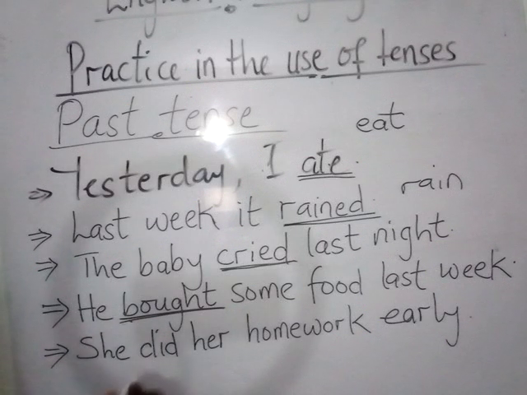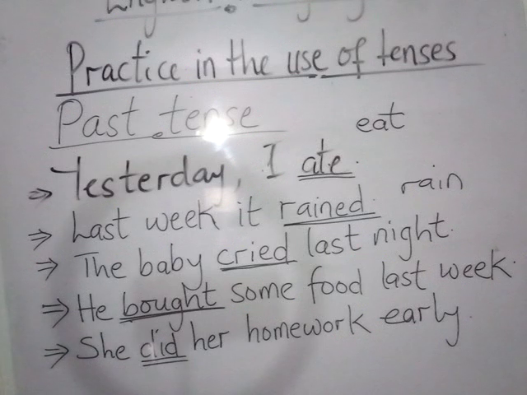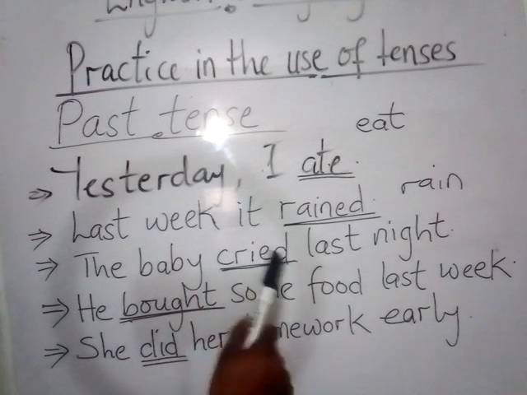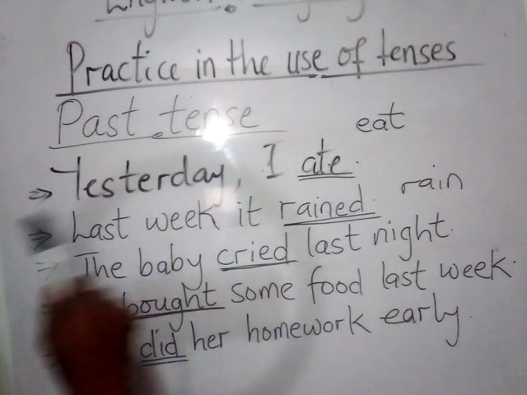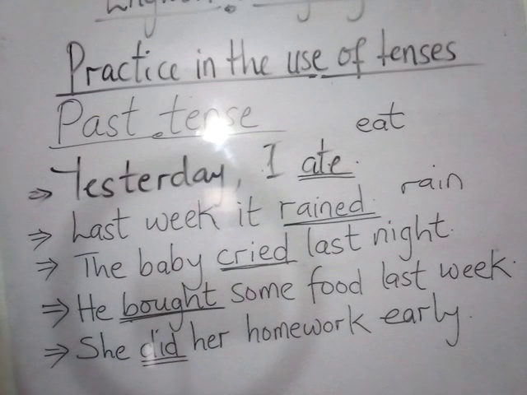And lastly, she did her homework early. Did is the past tense of do. She did her homework early. He bought some food last week. The baby cried last night. Last week it rained. Yesterday I ate. Now these are some examples of ways that you use the past tense in the English language.